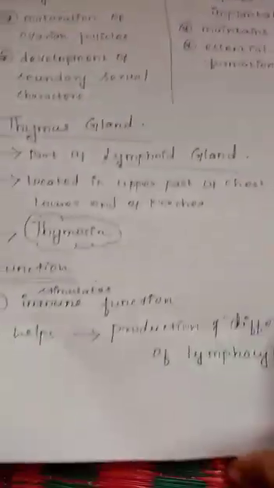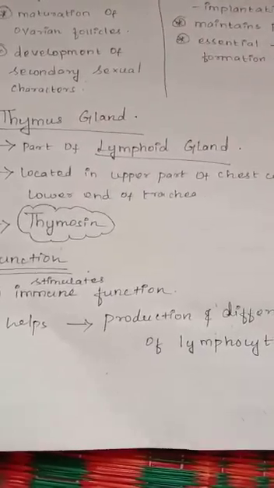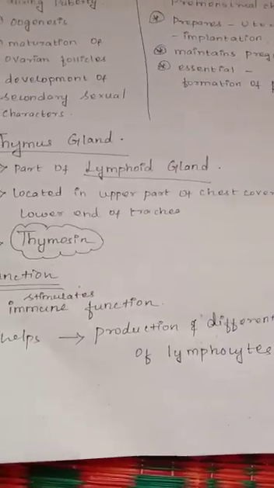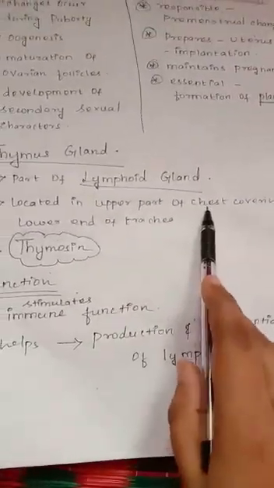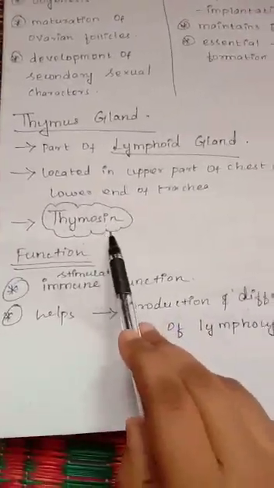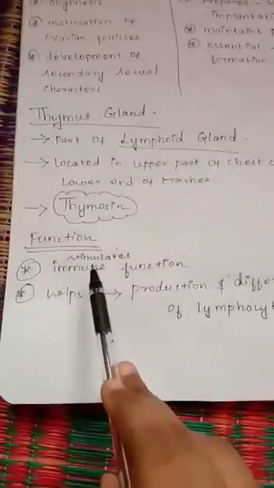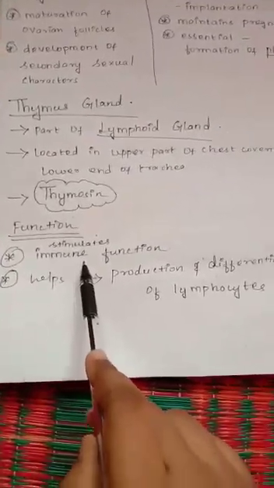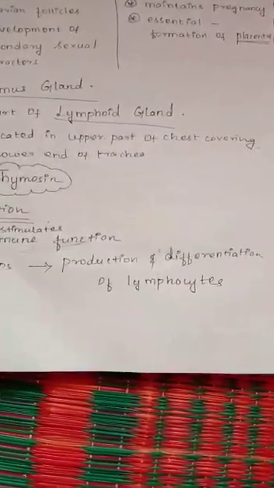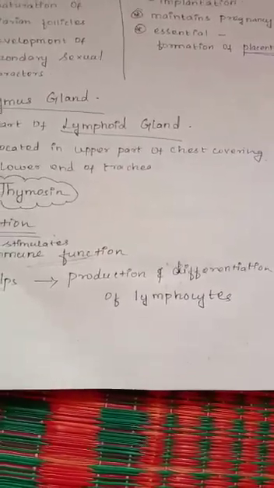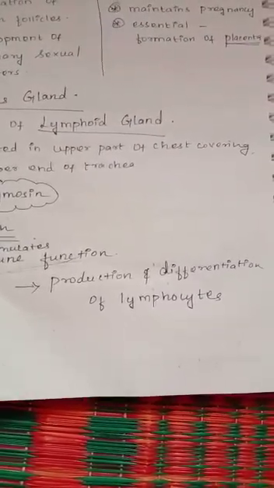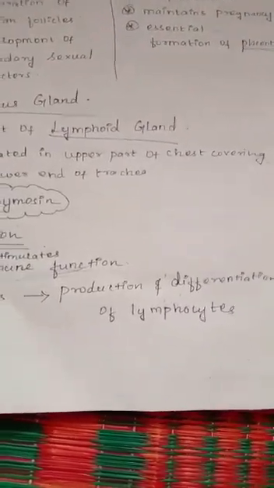The next gland is the thymus gland. It is a part of the lymphoid gland. Lymphoid glands are the ones present in the upper part of our chest, covering our trachea. So this produces thymosin hormone. The important functions are, it helps to stimulate our immune system, and it helps in the production and differentiation of lymphocytes. Lymphocytes are the cells which act as barriers for protecting our body from pathogens and antigens.